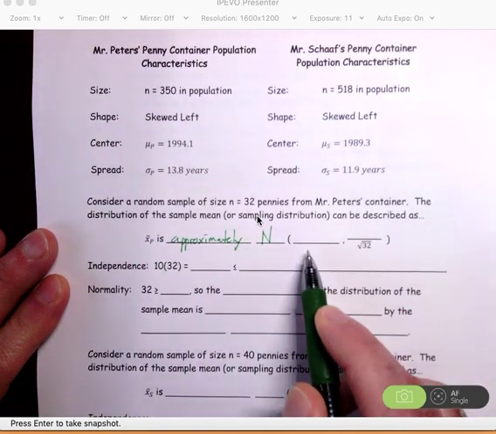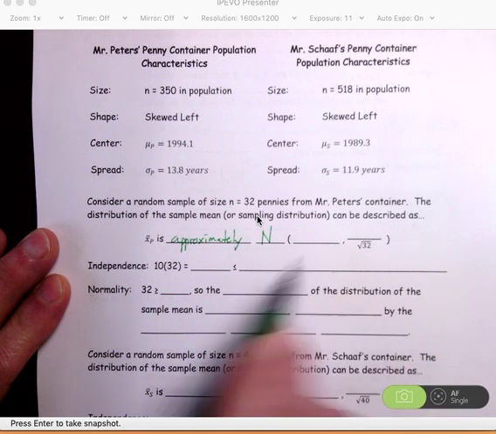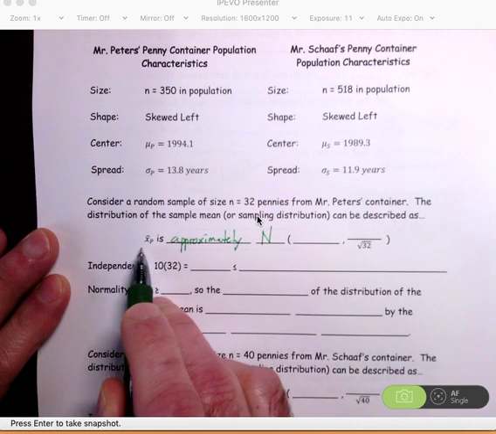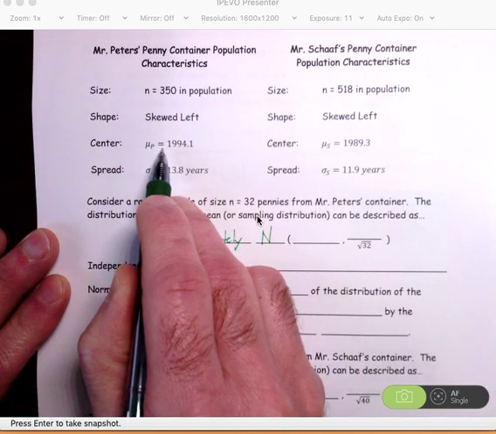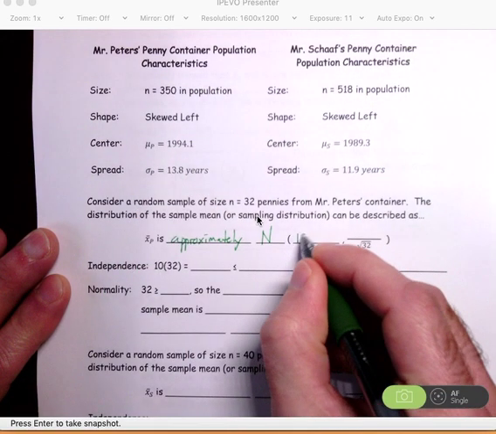We know that the real population mean is at the center, or the mean of all of the sample means. So the true mean for Mr. Peters' container is 1994.1.